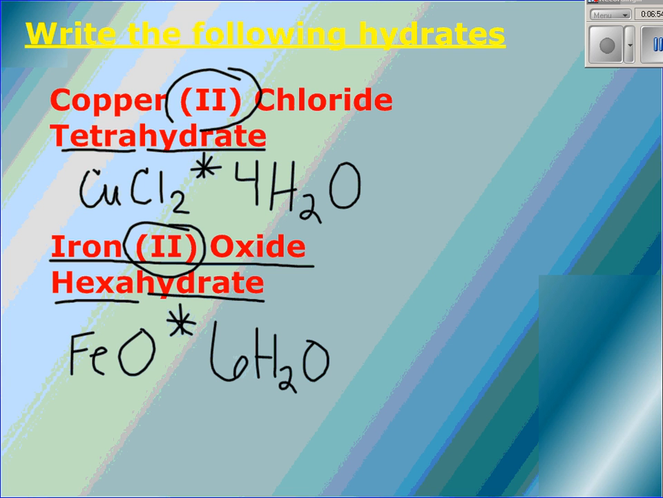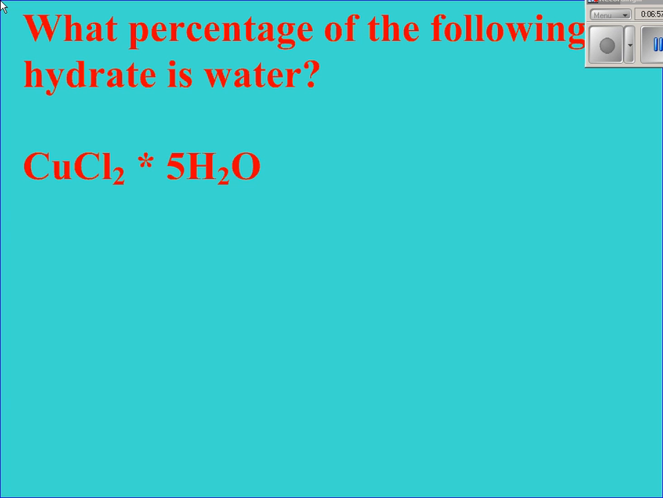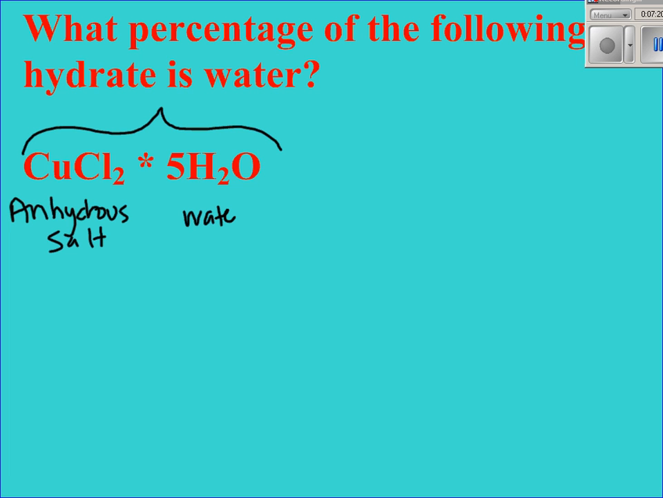Now that we know how to name and write hydrates, the final thing we're going to look at is how to calculate a percentage. The question here is asking, what percentage of the following hydrate is water? We are given the hydrate CuCl2 star 5H2O. Remember, a hydrate includes two things, the anhydrous salt and the water. The question is asking, what percentage of this entire hydrate is water? If you remember from the percent composition video, the first step is we need to figure out what is the molar mass of the compound.